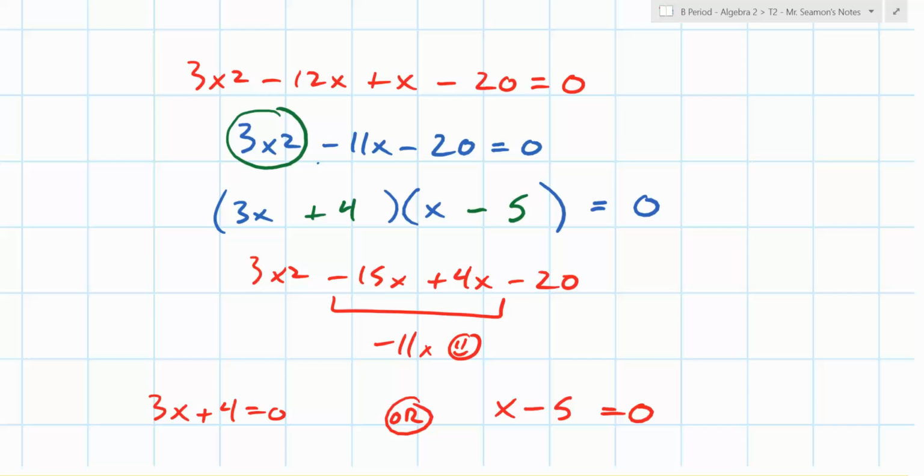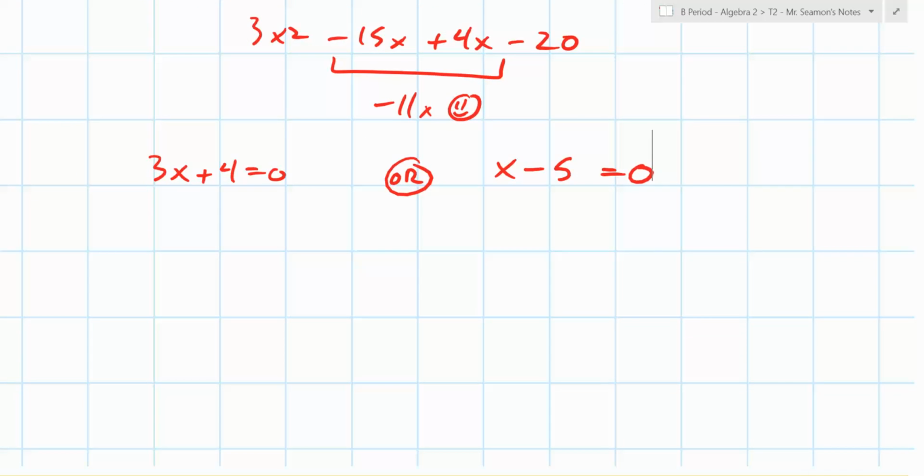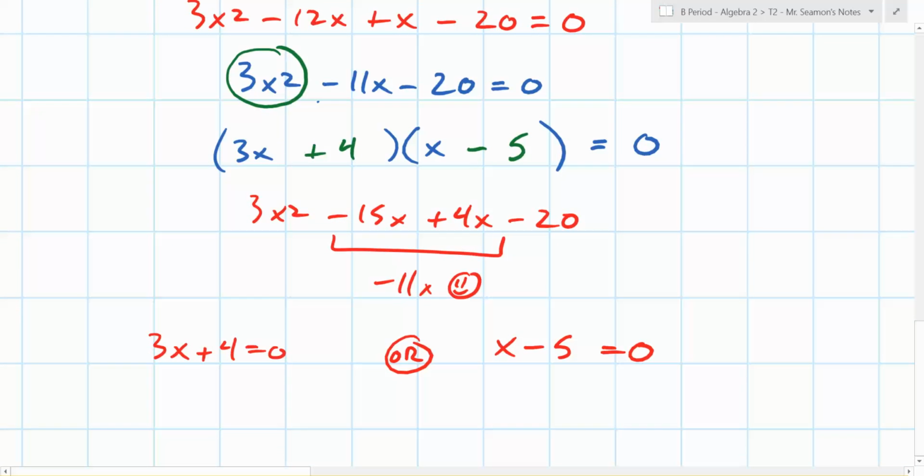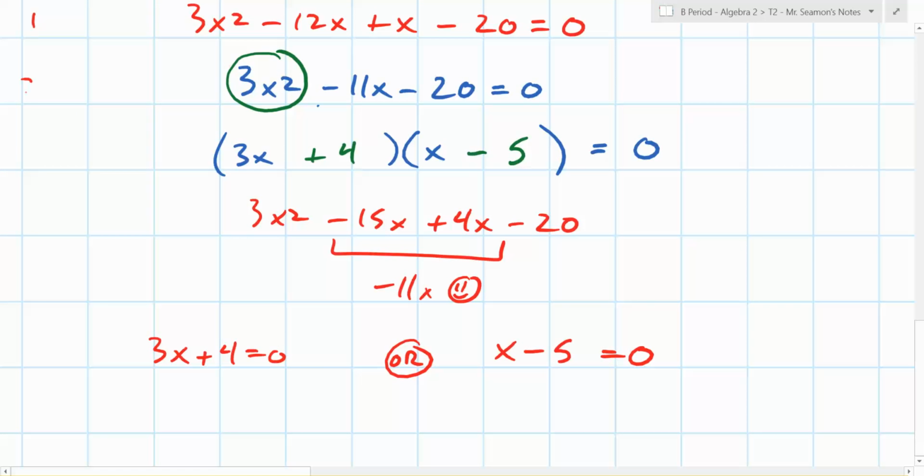Which part are you confused about? Which line? 1, 2, 3, 4, 5, or 6? Line 3. When you do that, it's 3x plus 4 equals 0 or x minus 5 equals 0. Yeah, that's what we have right there.